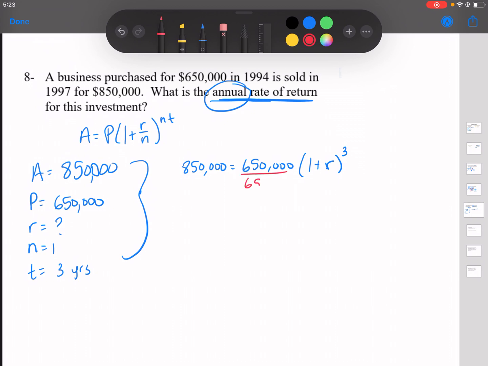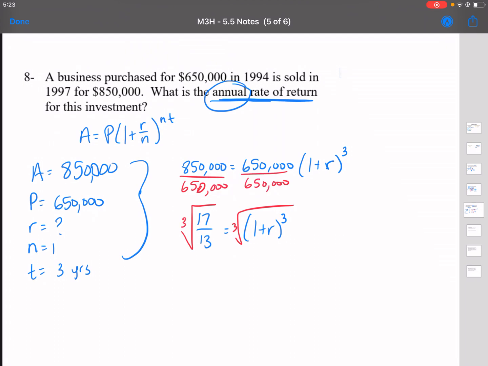And let's go ahead and divide, because that's usually our first step. So all those zeros will go away. So we've got 85 is divisible by 5, so that's going to be 17, and so 65, which is 13. So we have 17 over 13. That's what that simplifies down to. Is equal to 1 plus R to the third power. Well, this one doesn't require a log, so we just got to get rid of that third power by taking a cube root of both sides.